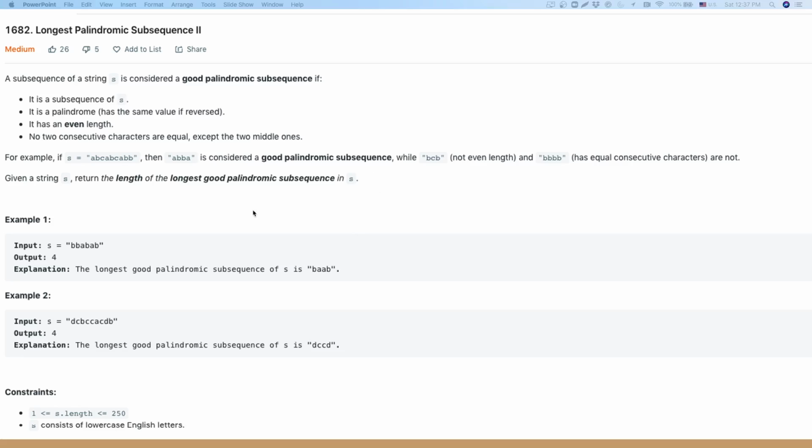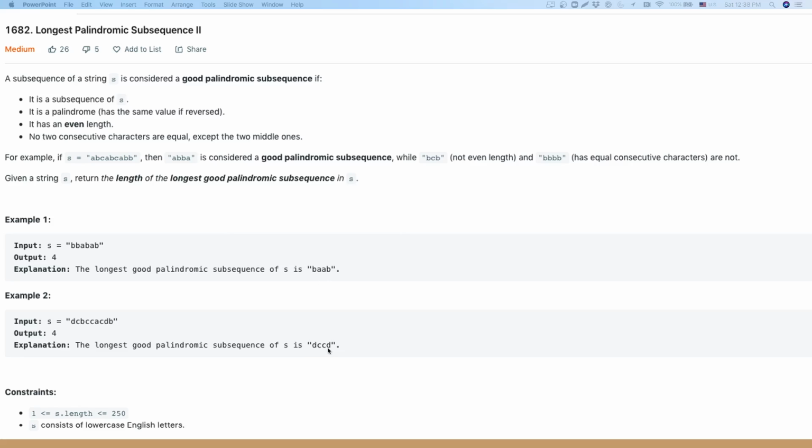Let's check some examples we are given in the examples, right? In this case, they are picking BBAA. So no two consecutive characters are equal. B and A cannot be equal, except when they meet in the middle. A and A could be identical. C and C could be identical.